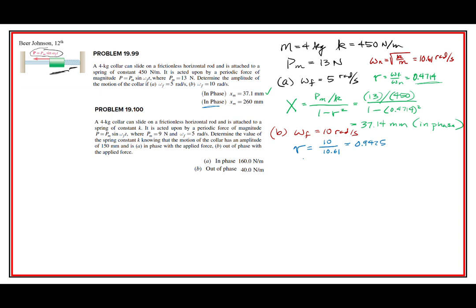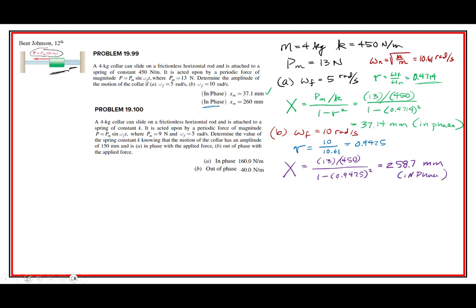And we could just stick the numbers back into there. It's the same numbers, same equation. So we go 13 over 450, this time times 1 minus 0.9425 squared. And that is 258.7 millimeters, but still in phase.